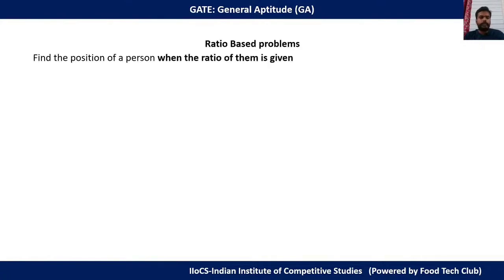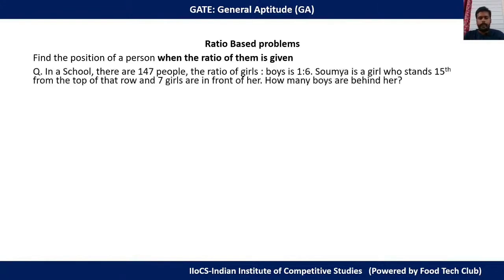Find the position of a person where the ratio of them is given. This is the type of problem we are going to solve. In a school, there are 147 people. The ratio of girls to boys is 1:6.